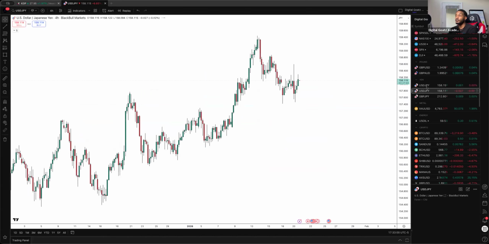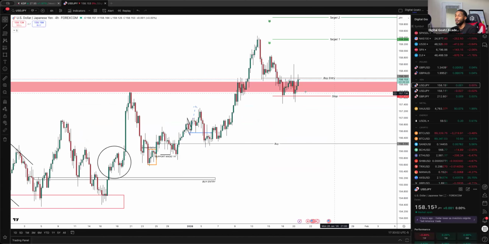So if we're looking at USD JPY, same thing. We had an opportunity yesterday after the market. So if anybody stayed in after Friday, the market gapped down.